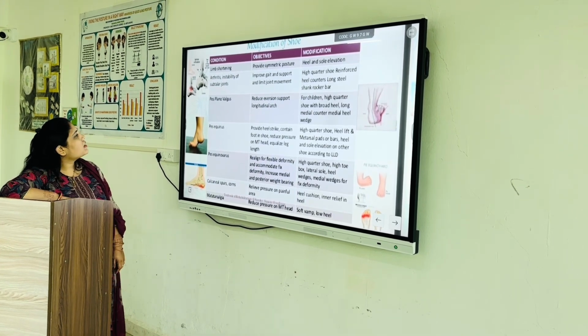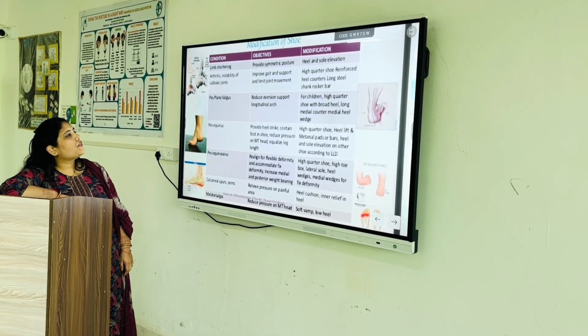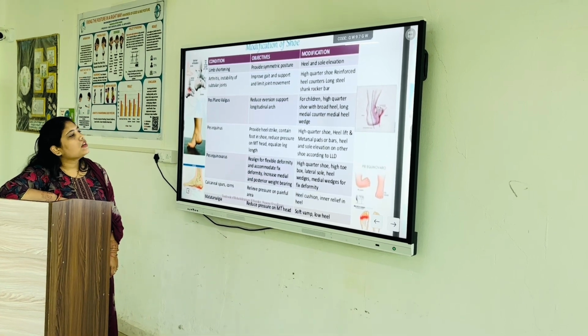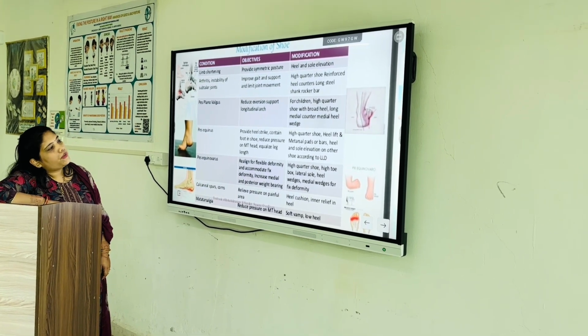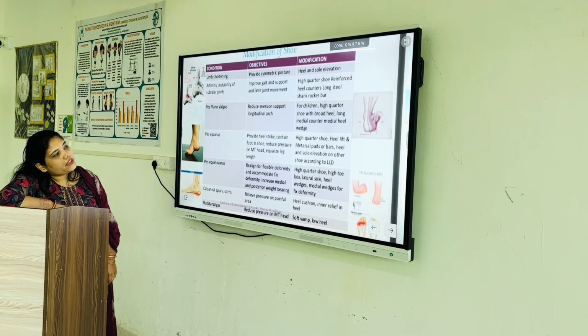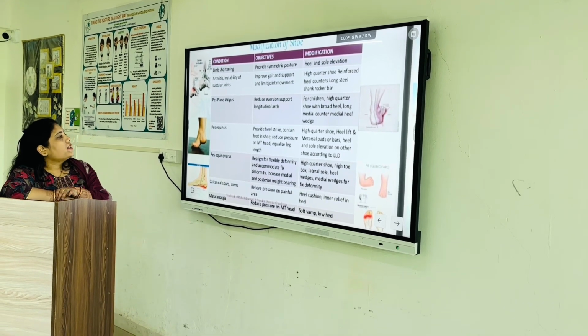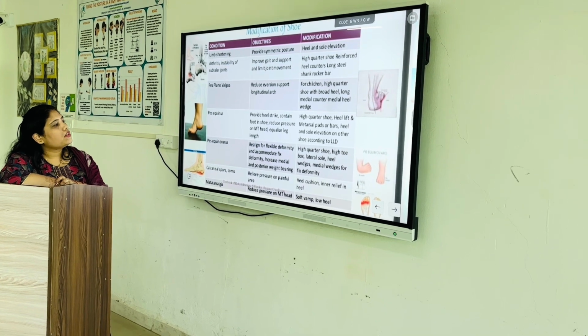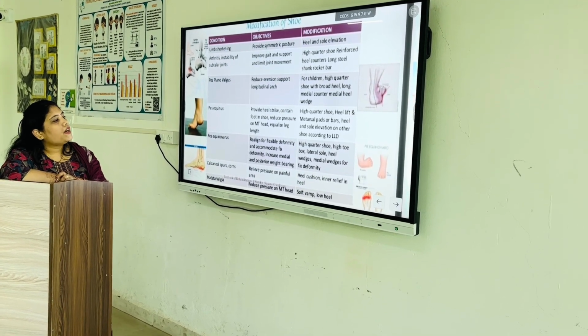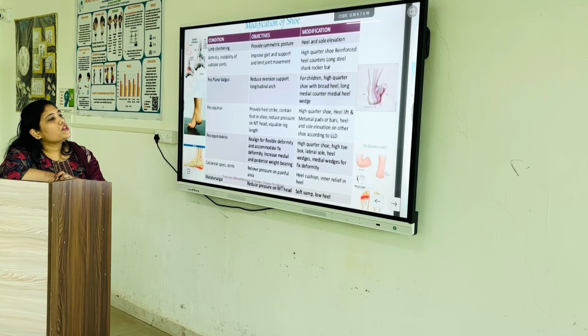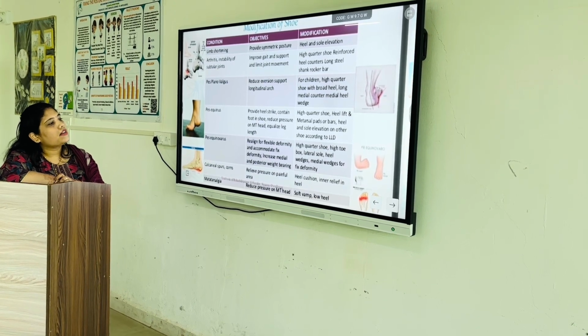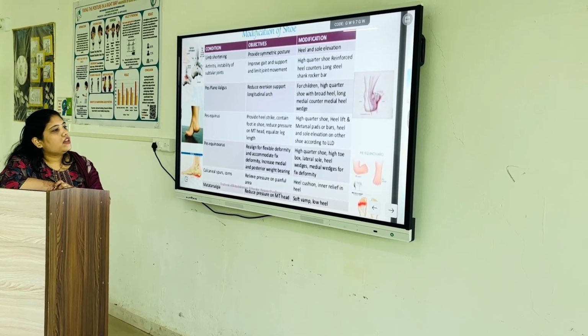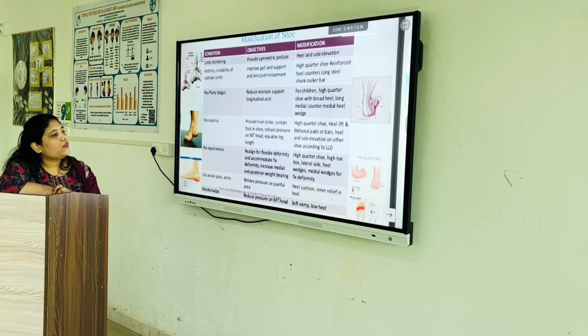Pes planus valgus: reduce eversion, support the longitudinal arch. For children, a high quarter shoe with broad heel, long medial counter, medial heel wedge. Pes equinus: provide heel strike, contain the foot in the shoe, reduce pressure on metatarsal heads, equalize leg length. High quarter shoe, heel lift and metatarsal pads or bars, heel and sole elevation on the other shoe according to LLD.